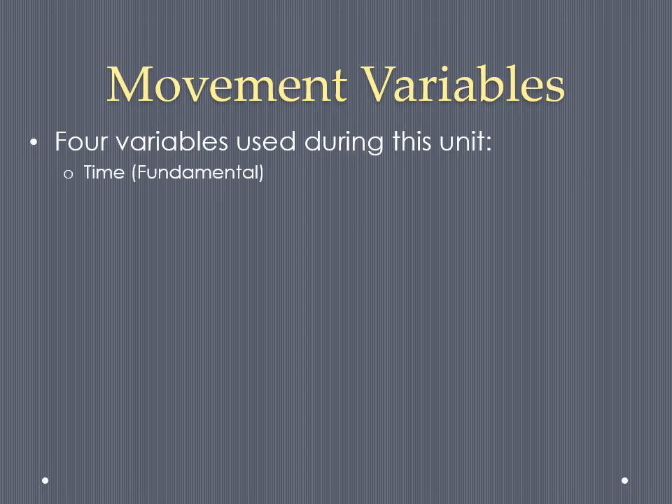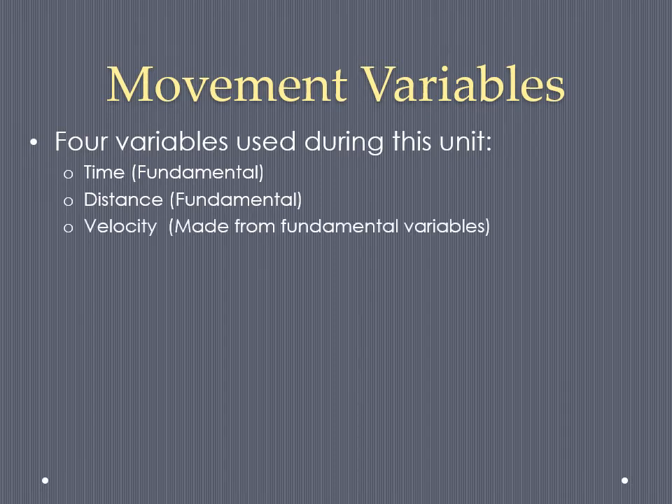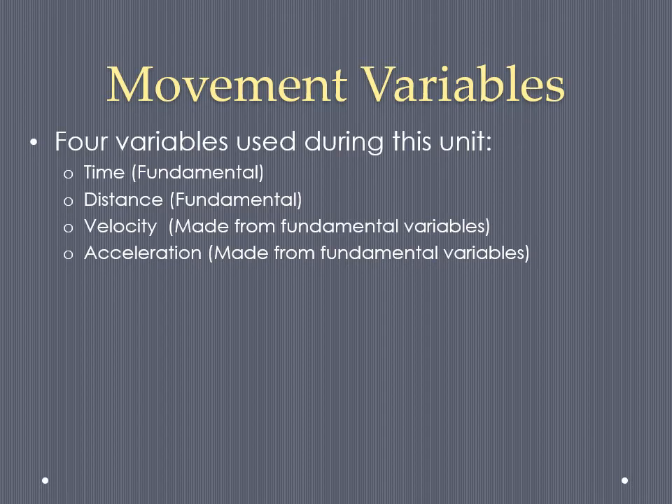The first variable is one I already mentioned, which is time, which is one of the fundamental variables. The second is distance, which is also a fundamental variable. And then the last 2 variables are made up of the fundamental variables. So velocity is a combination of time and distance. And you may already know what that means, but we'll go into more details in a minute. And the last movement variable is acceleration, which is also made up of time and distance in slightly different proportions. And again, you may know that word at least, but we're going to be talking a lot more specifically about what it means and how we use it in physics.